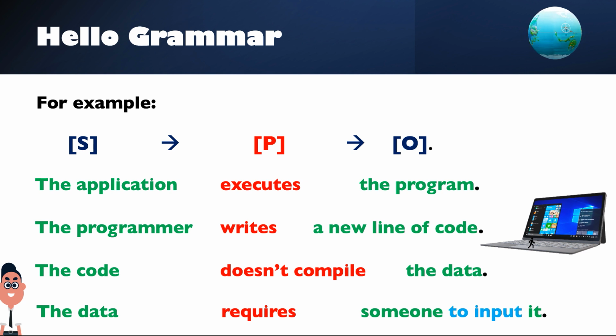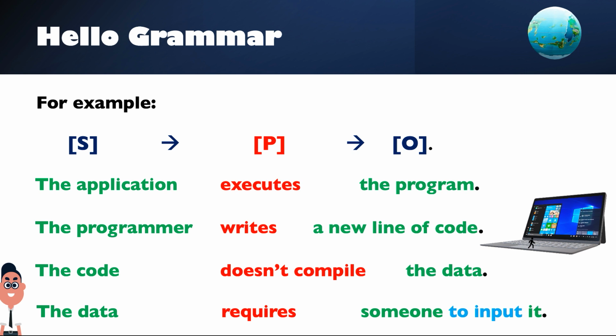So, Yonghee, any thoughts? So the first three, the application executes the program, the programmer writes a new line of code, the code doesn't compile the data, are all subject, predicate, object. So we call executes, writes, doesn't compile, requires, predicate, because they are chunks of verb phrase that have more than one word. Yes. In the last sentence, the data requires someone is the object. To input it is, Yonghee?